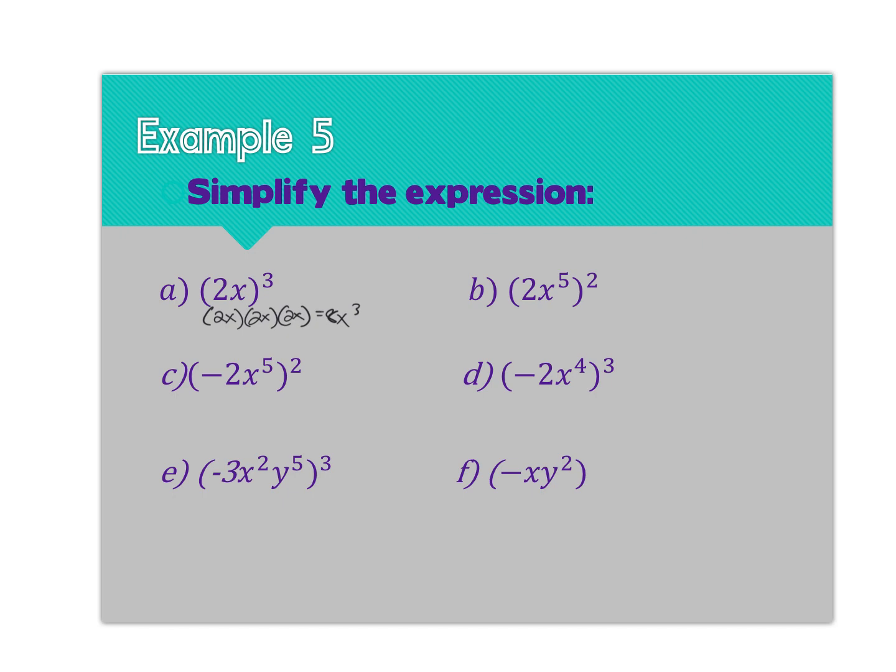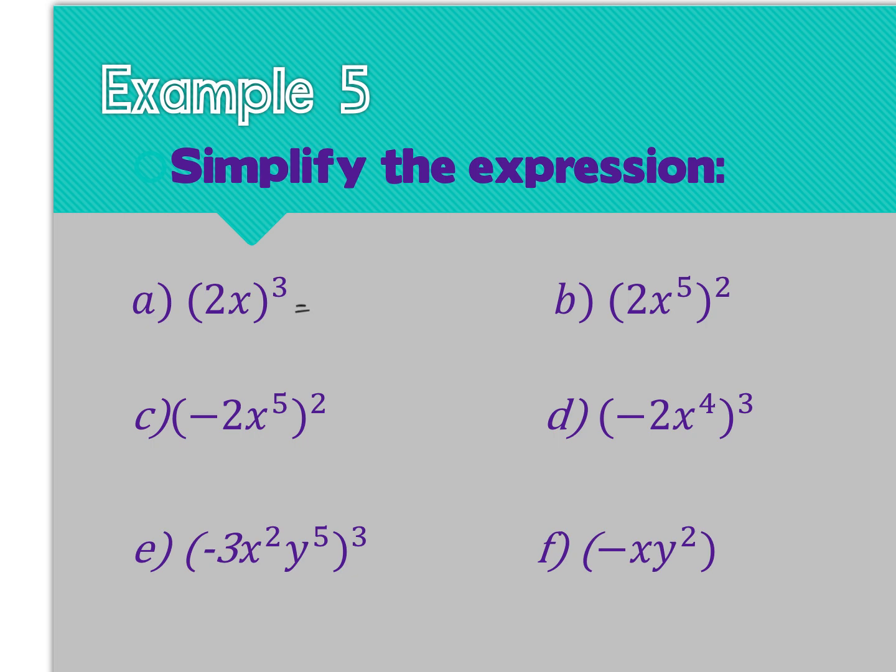However, I could use this power to power rule here, because this is the same as, remember, this is like 2 to the first, x to the first. So it's like 2 to the 1 times 3 power, and x to the 1 times 3 power. Well, 1 times 3 is 3, so this is my answer, and 2 to the third is 8, and notice I get the same thing. So again, powers to powers get multiplied.